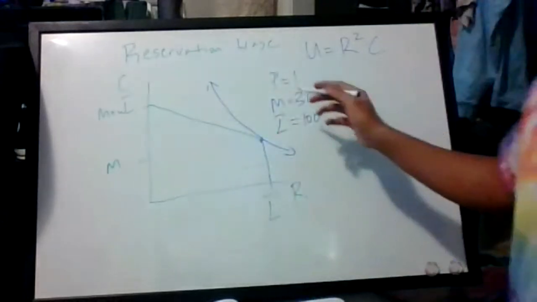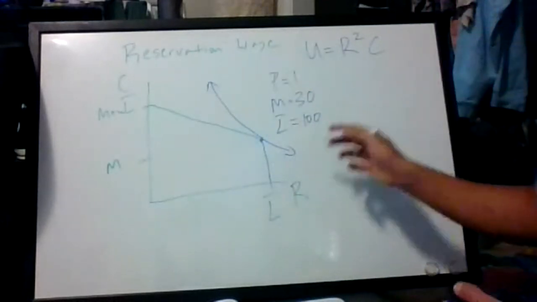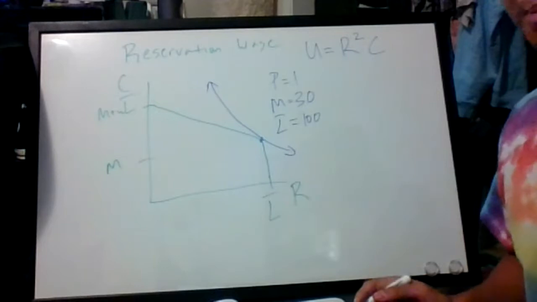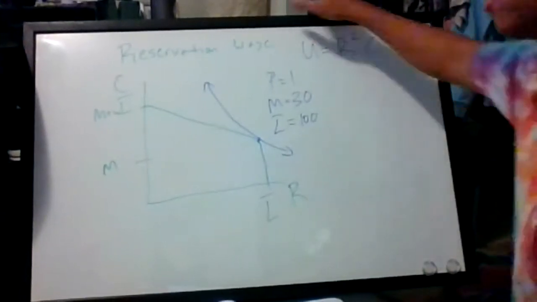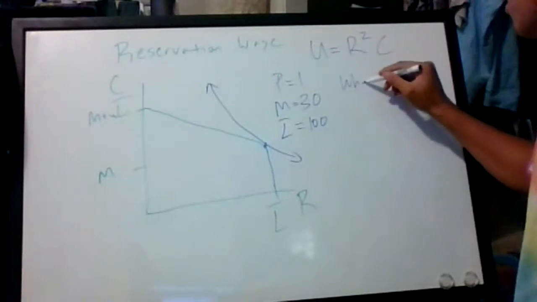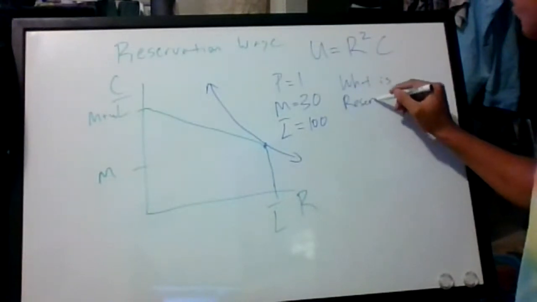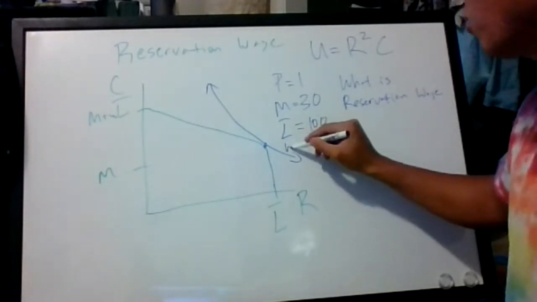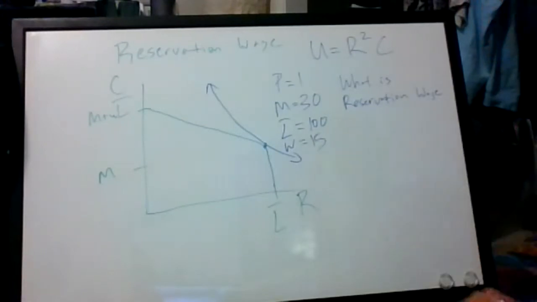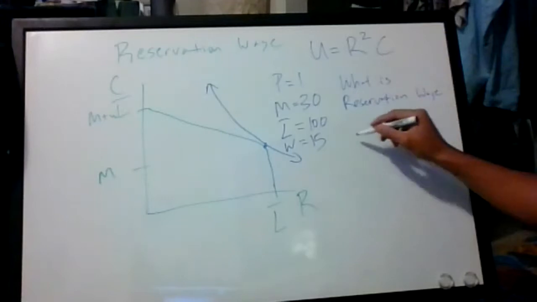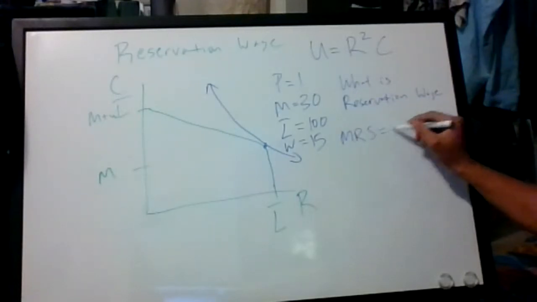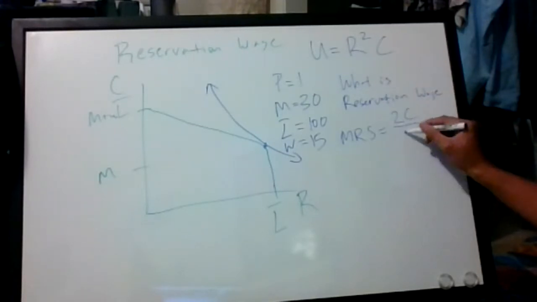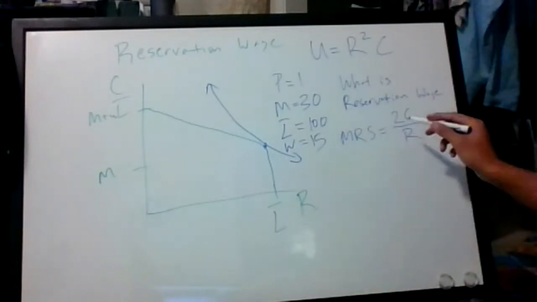So given this information, we're actually going to be able to find out the optimal amount of labor and leisure, right? But that's not the question that's being posed in this scenario, right? The question that we're interested in is what is the reservation wage? And let's just say that hypothetically the real wage is equal to 15, right? Well, we know that the reservation wage is basically just the MRS, which is equal to 2C over R, right? So this is our MRS.